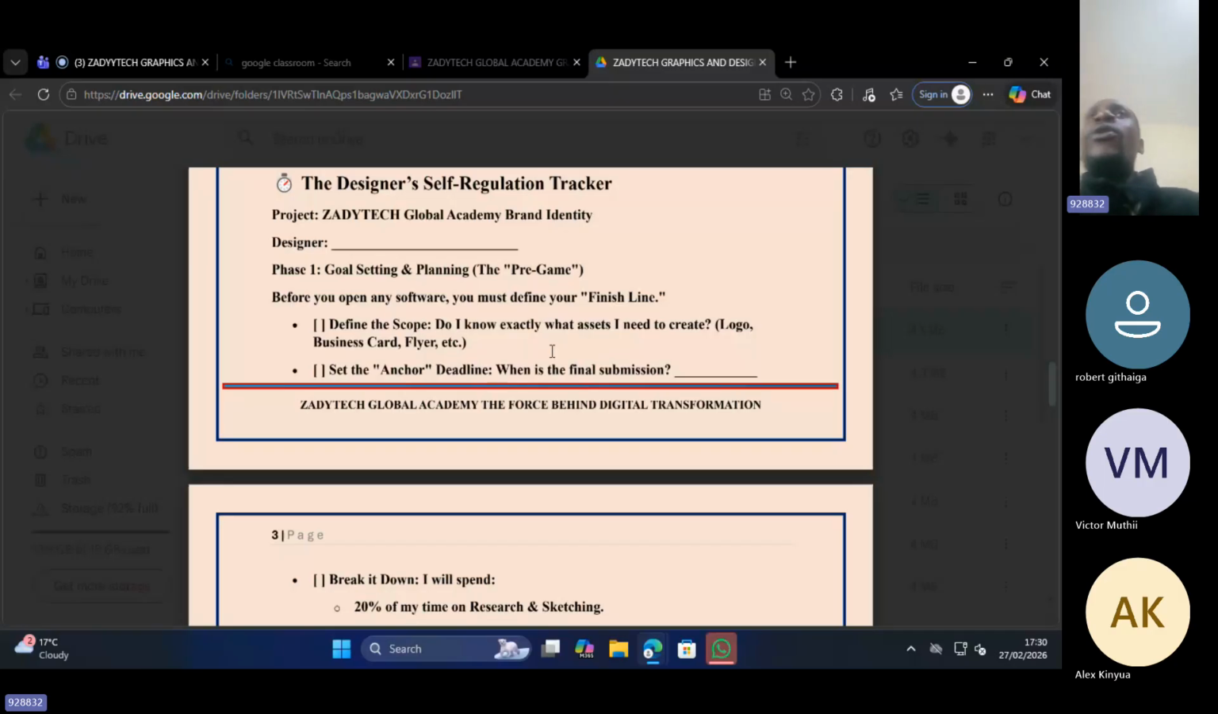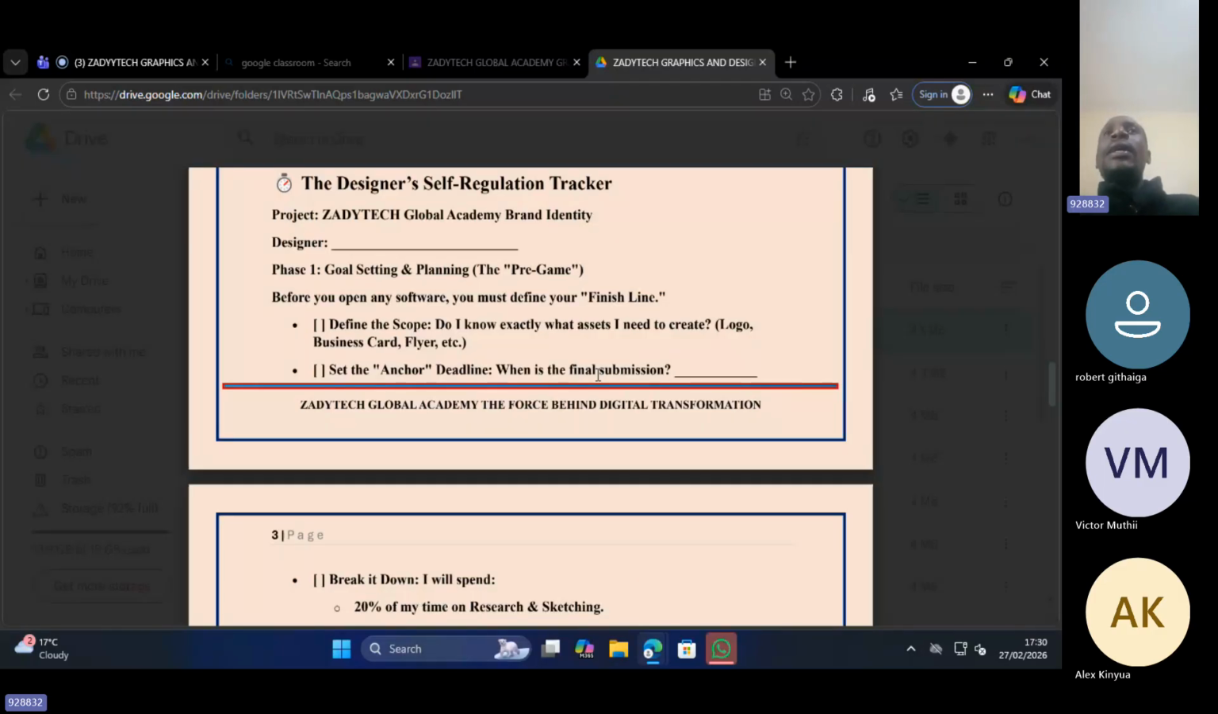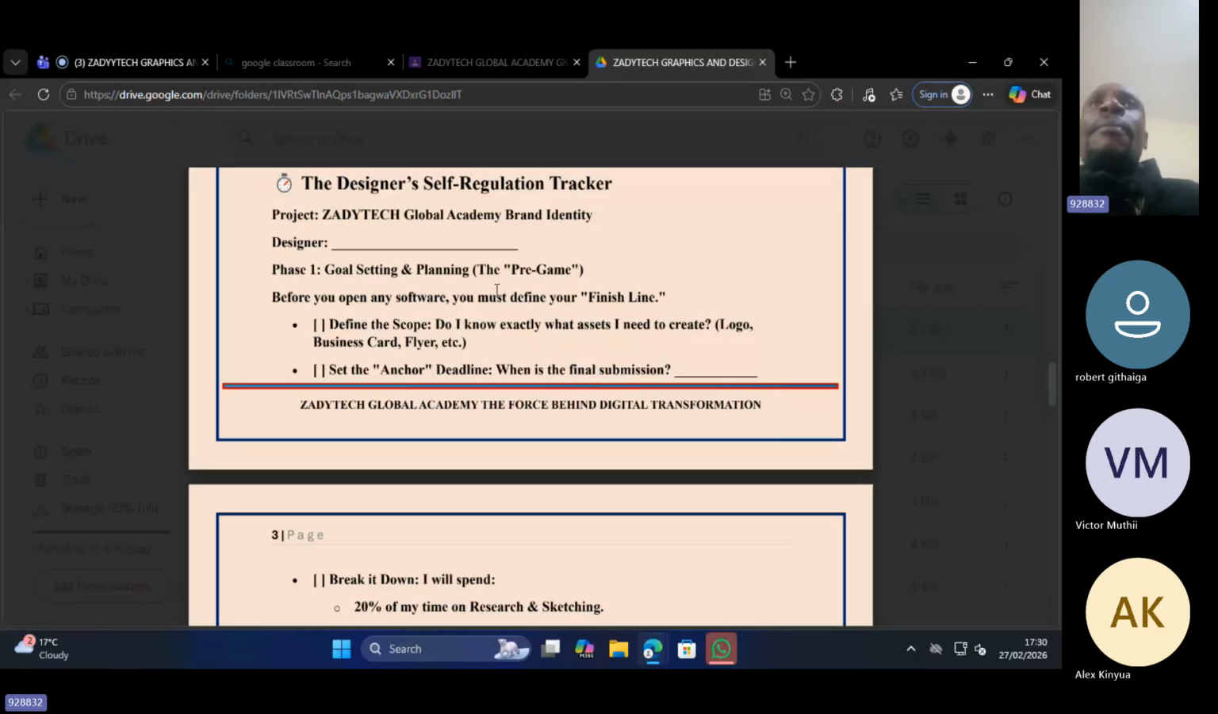For example, for this ZTech Logo Academy, maybe you're saying that by Sunday we should be done with designing the logo. We should be done designing the flyer. We should be ready with the design of a business card. Then we are setting a deadline for Sunday. So we are going to work between today and Sunday, and before the close of business, we should have done whatever we have agreed in this brand identity project.